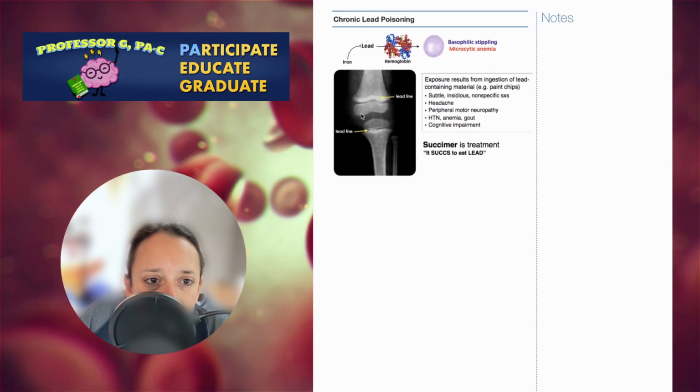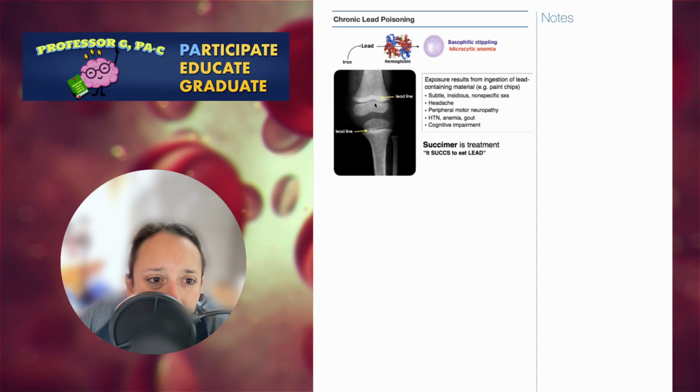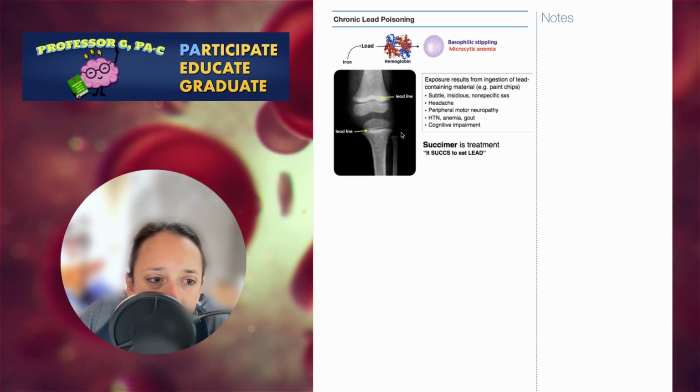And then this is a picture of some of the lead lines on the bones.